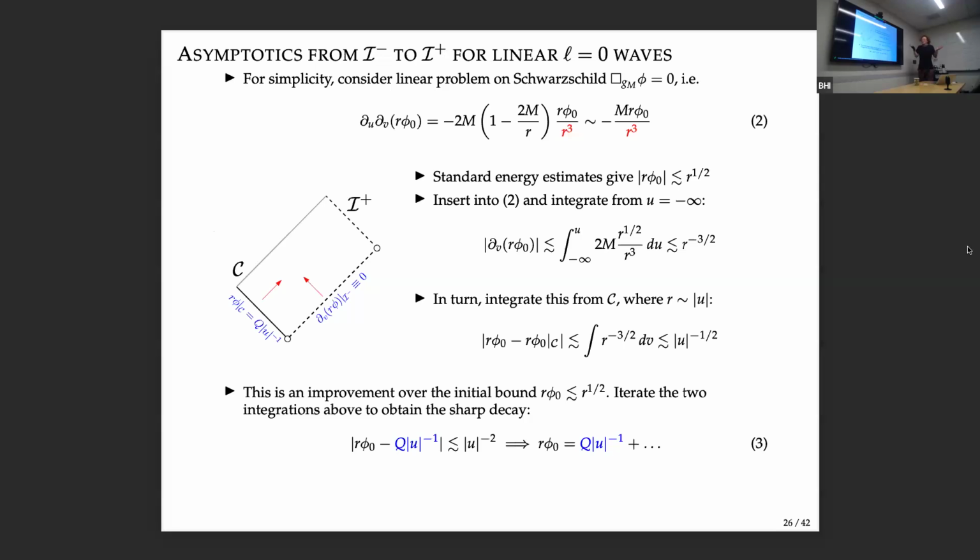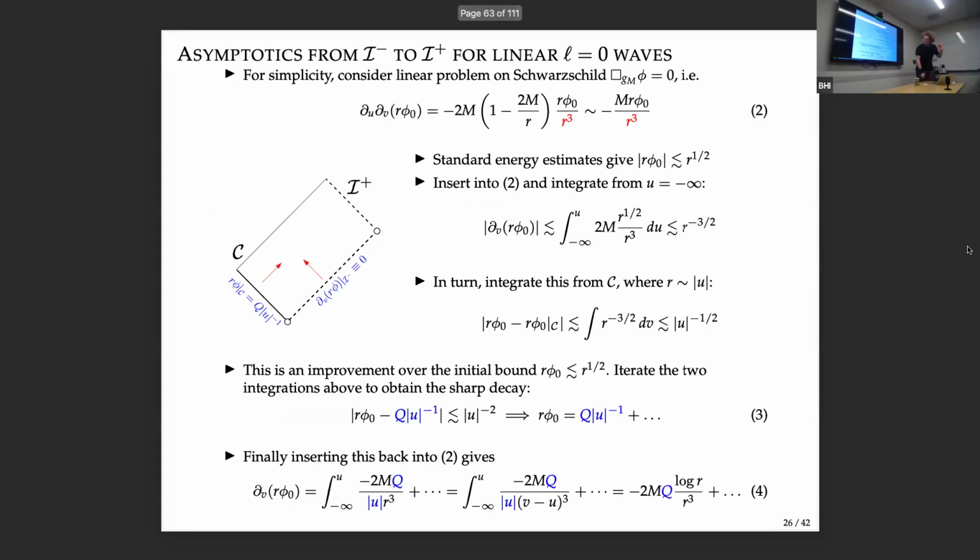So this is, I'm really just using that 1 over R cubed integrated twice. I still have a room of 1 power there. So I can eventually say that R phi will decay exactly like it does on initial data, plus partially decaying terms. And I can plug now this asymptotic estimate into the equation one final time.